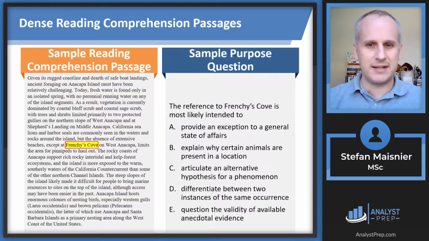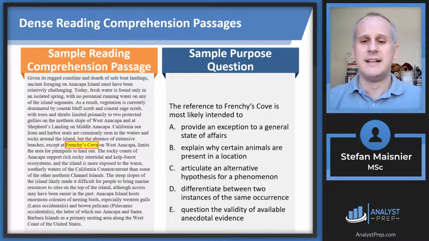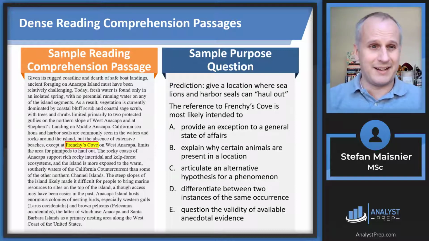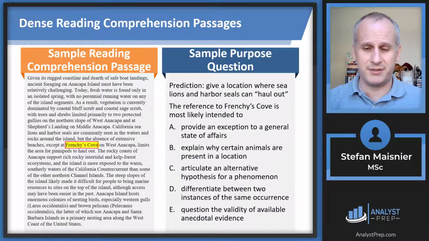Now, a sample purpose question. And remember that on the exam, oftentimes they'll actually highlight the relevant information. So we've got it highlighted here, and it just says the reference to Frenchie's Cove is most likely intended to. So we remember that intended to means that we're looking for why is it there. So we'd want to read around that, but we already kind of know. It's to give a location where the sea lions and harbor seals can haul out. That's the information right around it. And we got that from the passage map. So hopefully not a huge need to go back into the passage to get further information.